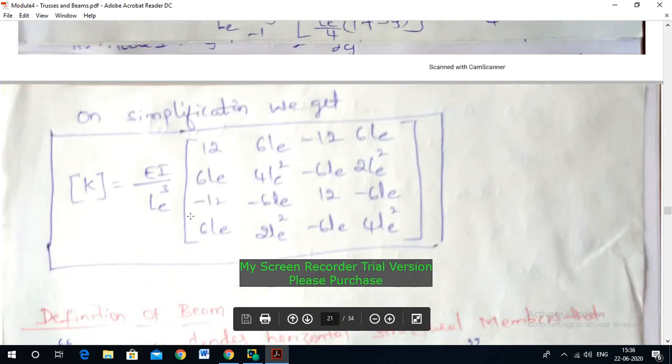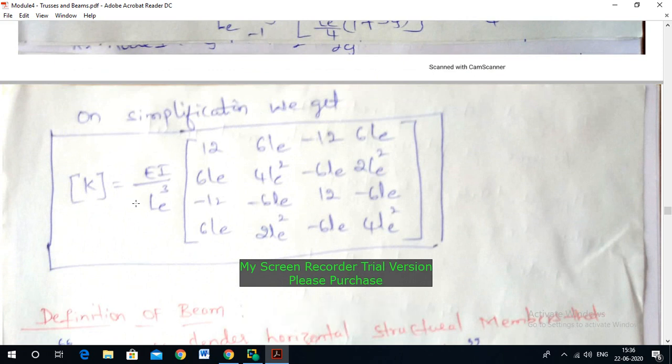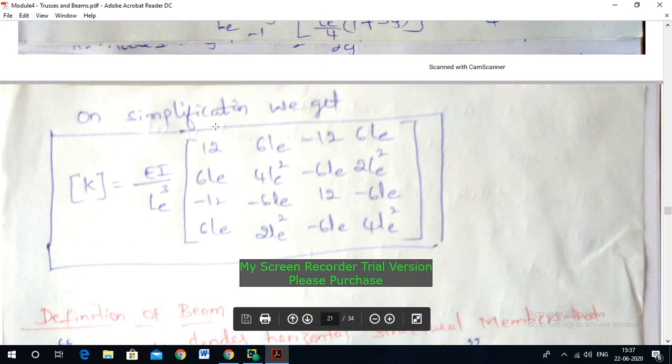Finally, on simplification I will get k is equal to EI by Le cube 12 6 Le minus 12 6 Le, because it is a symmetric matrix, the same factor we can write 6 Le minus 12 6 Le 4 Le square minus 6 Le 2 Le square minus 6 Le 12 minus 6 Le 2 Le square minus 6 Le 4 Le square. This is called the element stiffness matrix for the beam element. All of you must remember this equation. It is helpful for solving problems on beam element.